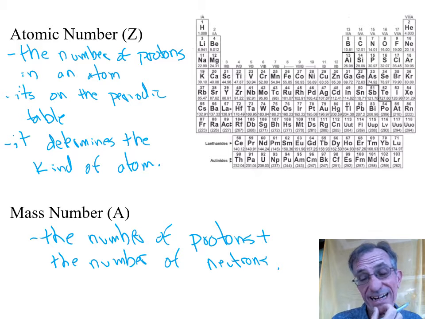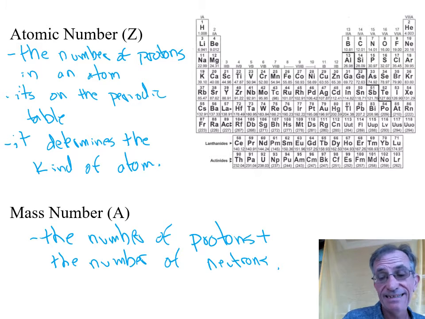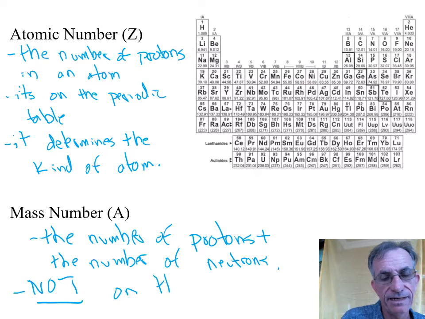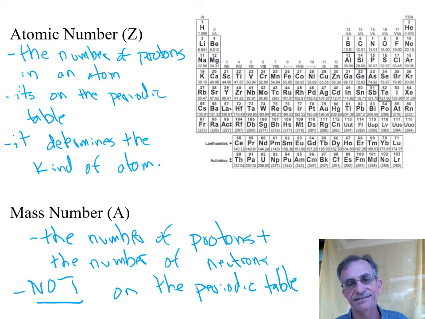Now, one last fact I want you to know, because this messes people up all the time. The mass number is not on the periodic table. There is another number on the periodic table. I am well aware of that fact. There is a number right underneath the symbol. That is not the mass number. What is it? Well, I'm not going to tell you. We're going to learn eventually, but I don't want you to get worried about that number yet.